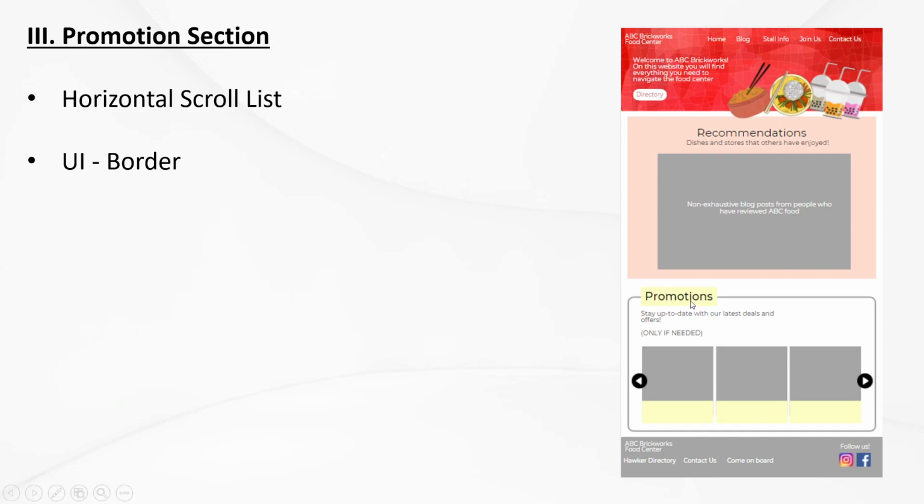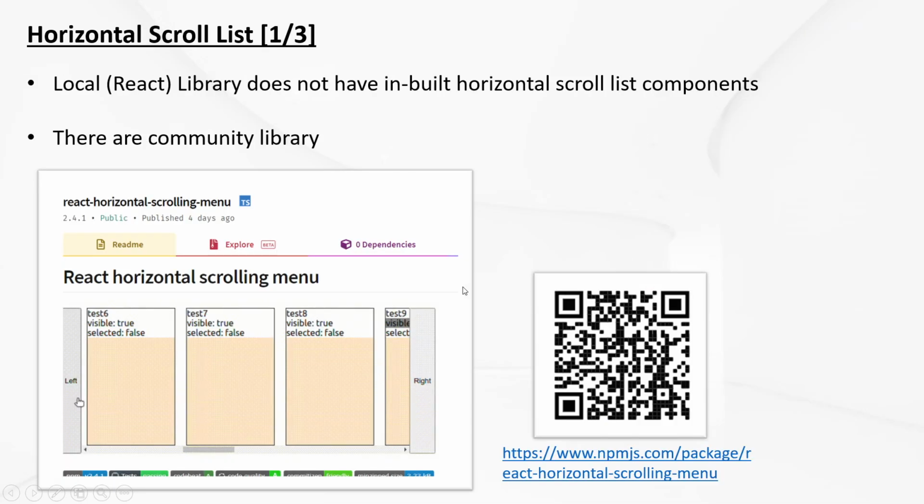As you can see in this promotion section, there is some kind of header here and some description, followed by a horizontal scroll list. So for this horizontal scroll list, in the local React library, there's actually no such inbuilt functions or components. You can only find in community libraries, such as the one I found below, React horizontal scrolling menu. And I've also put down the link and QR code in case you're interested to use it.